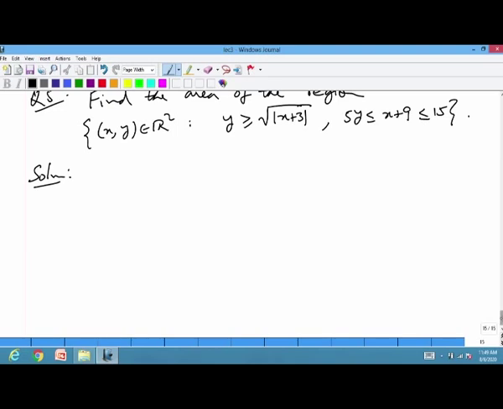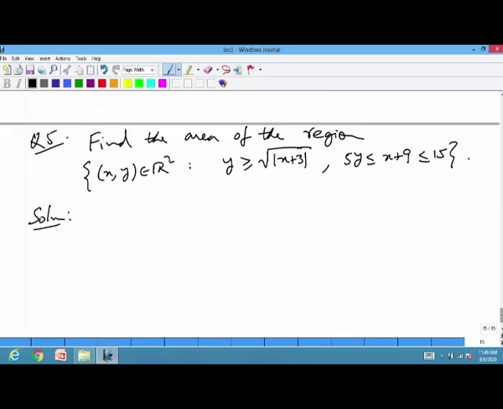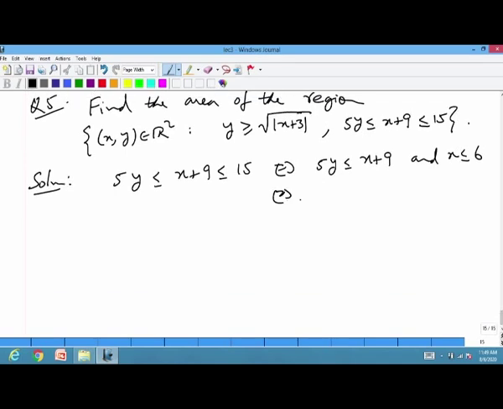So, let us try to draw this region. So, first we have this 5y less than equal to x plus 9 less than equal to 15. This is equivalent to 5y is less than equal to x plus 9 and x is less than equal to 6. So, we have y is less than equal to (x plus 9) by 5 and x is less than equal to 6.